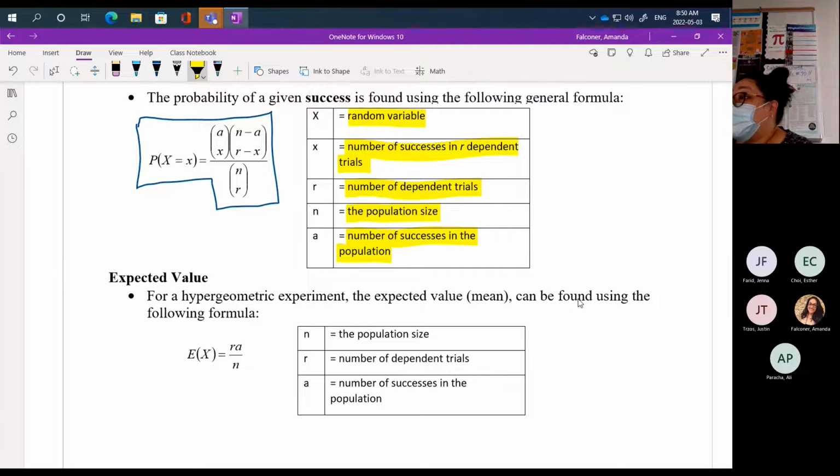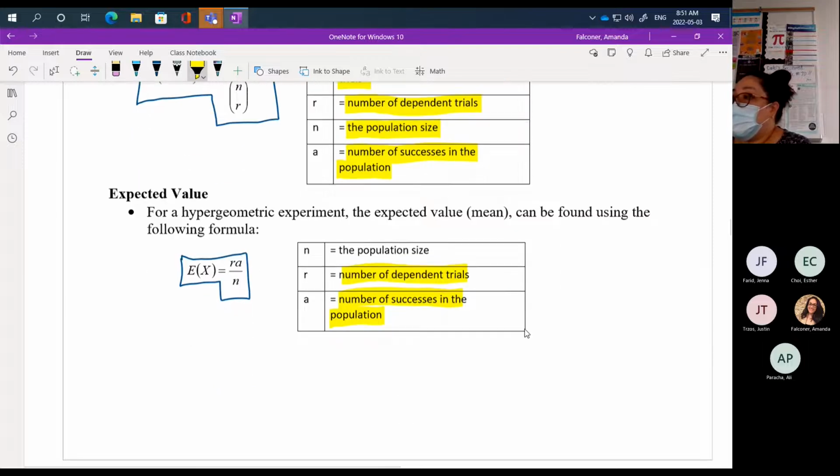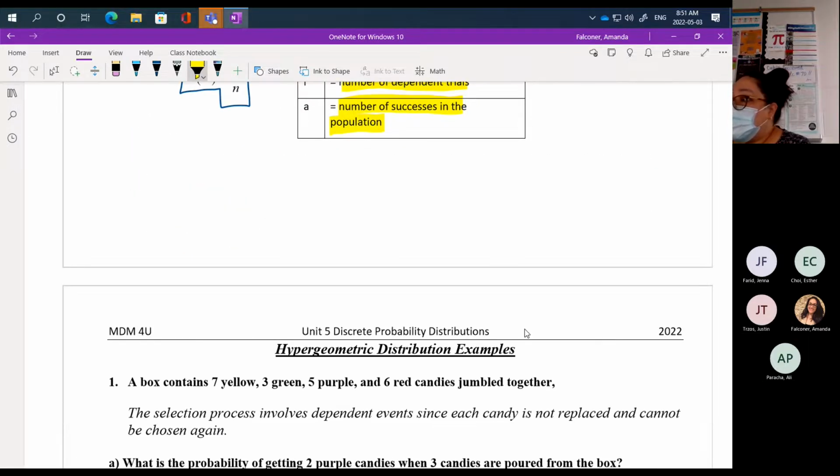Okay, so if we have a hypergeometric scenario where we've got these dependent events, the expected value formula is this, right? For binomial distributions, it was just N times P. For hypergeometric distributions, it's R times A over N. And these variables are the same as above. So R is still the number of dependent trials, and A is the number of successes in the population. So we're going to do our examples now and see how these formulas work.